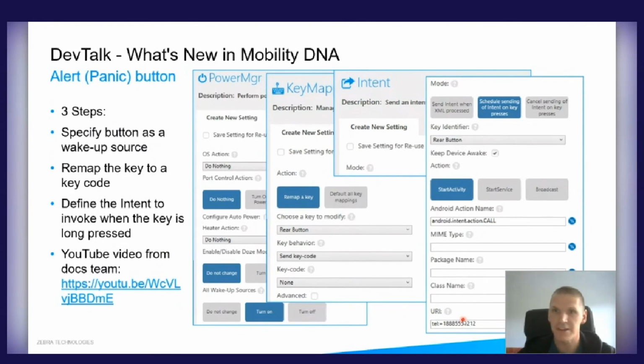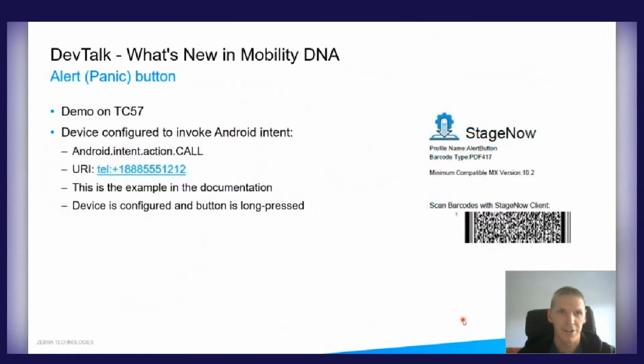But that is how you would set up an alert button in your application. Sorry, my mind was getting ahead of itself because I was thinking the presentation is now over. If you want to set up your own TC57 in that way, then there's a Stage Now barcode there you can scan.